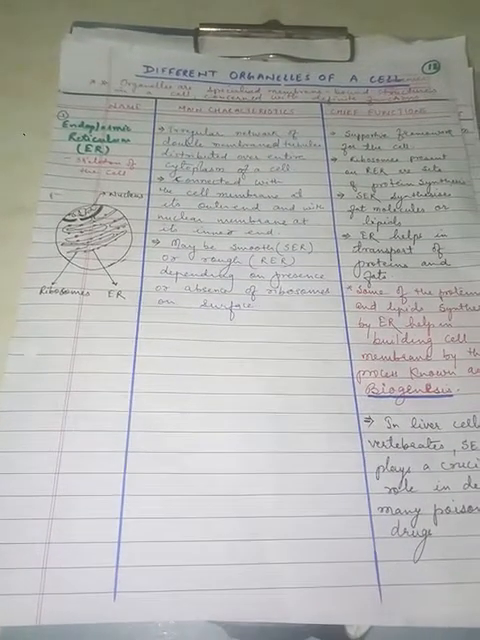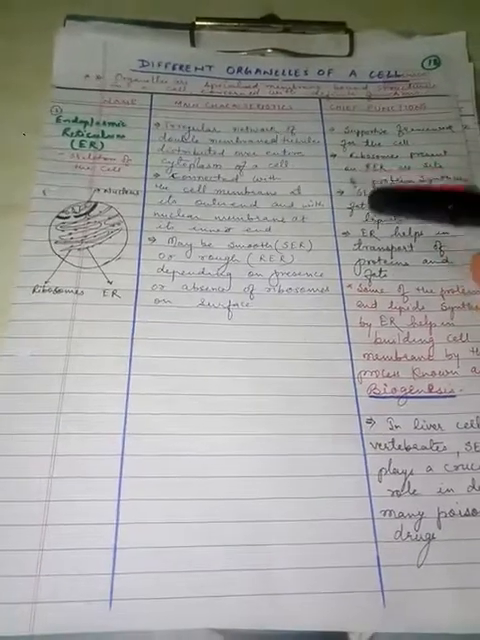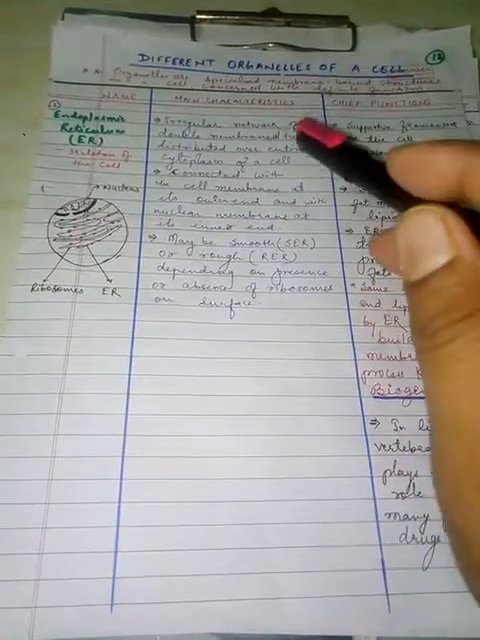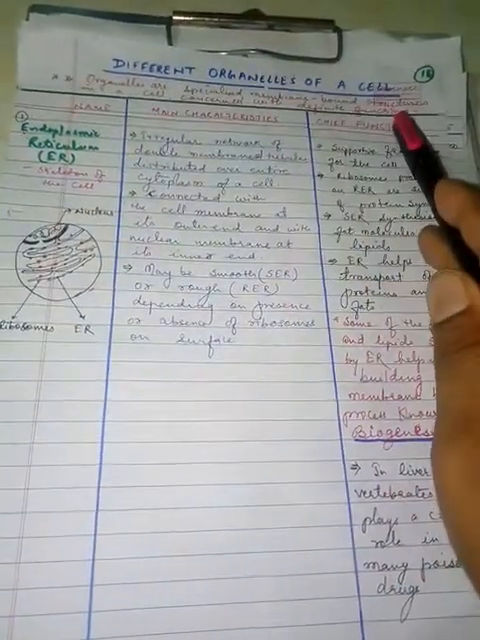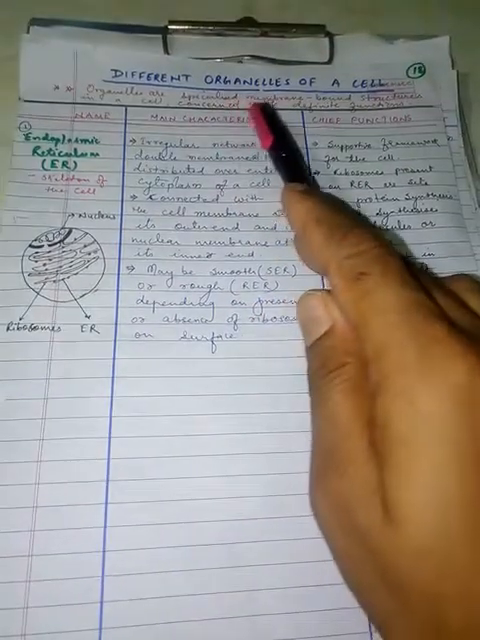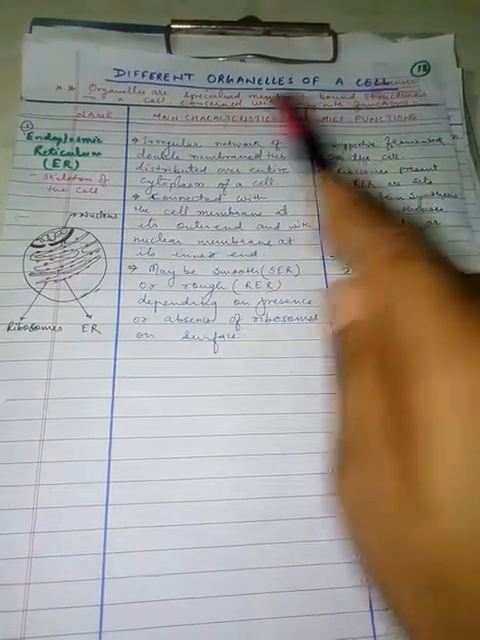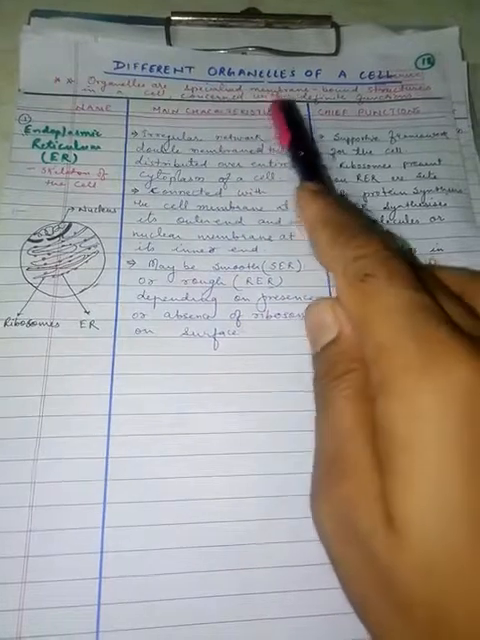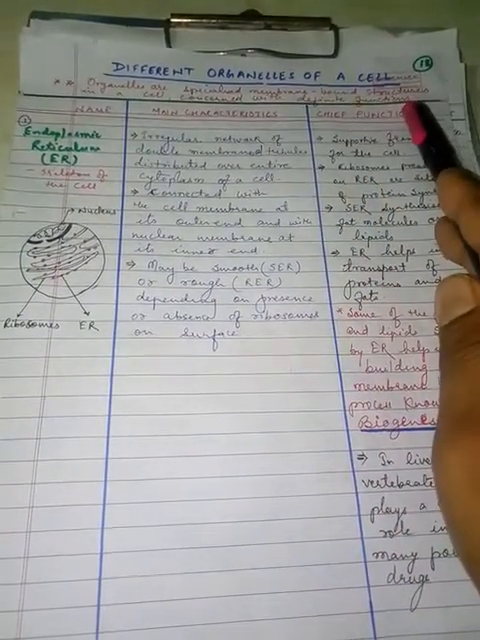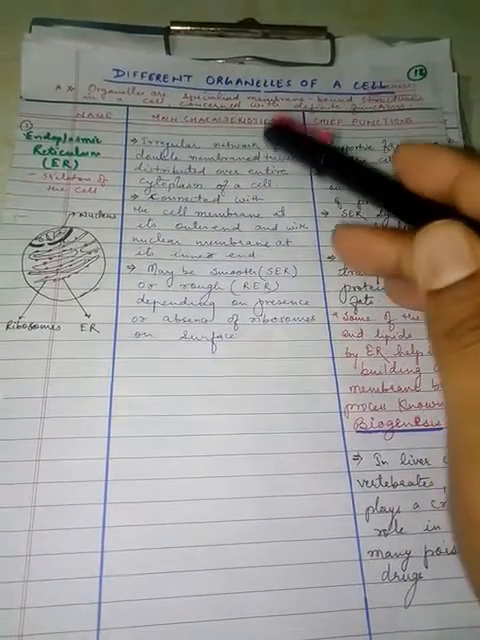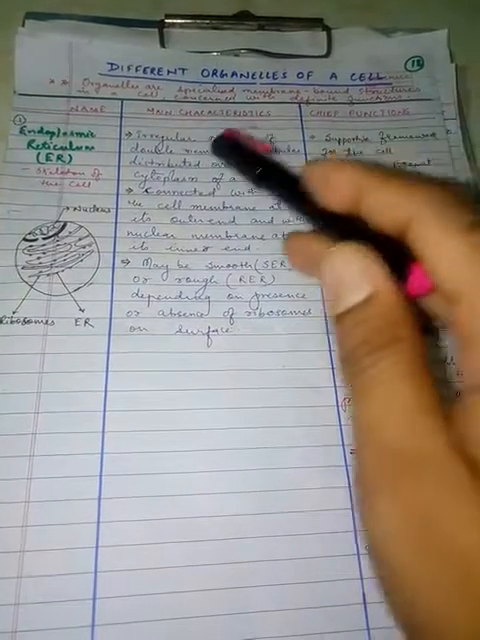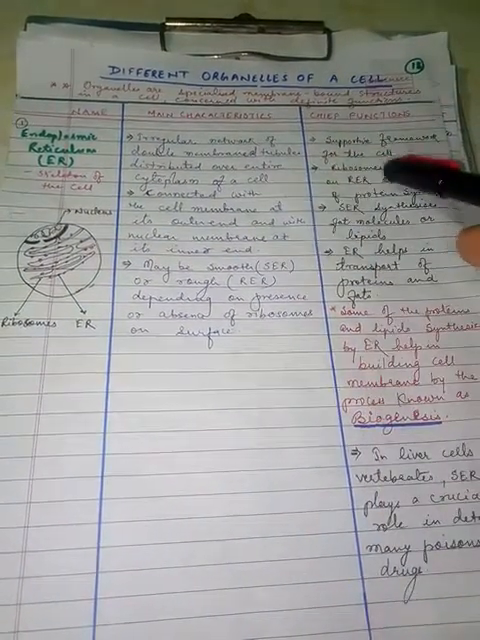Good morning, students. Now we have reached towards the end of the chapter, and today we are going to discuss the different organelles of the cell. Now we can define organelle as the specialized membrane bound structures in the cell concerned with the definite functions. Different types of organelles and their main characteristics as well as the chief functions we will see one by one.